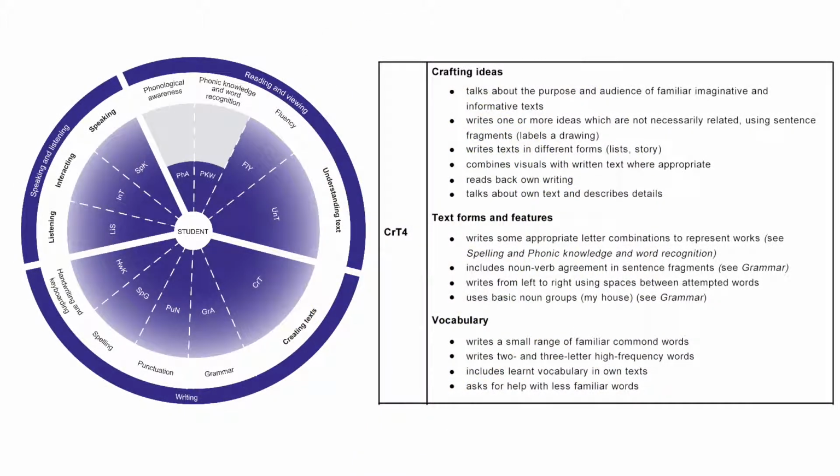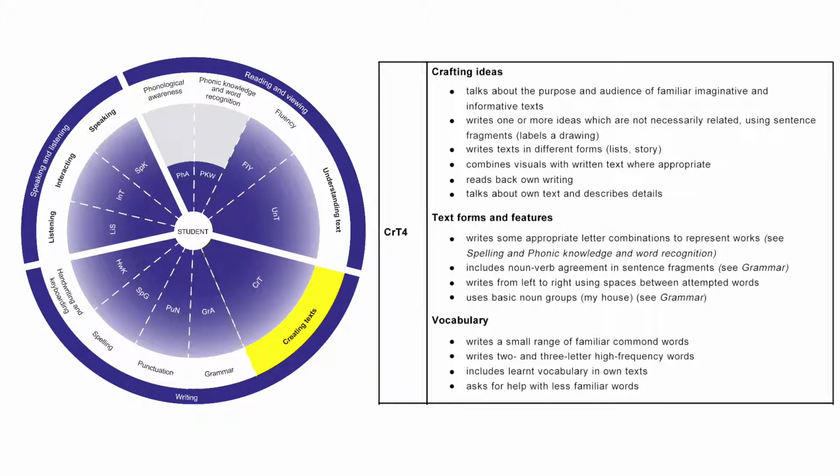When you look at the detail of the progression, you will see dot point indicators that represent the observable behaviours that accompany each sub-element at a particular level. In many of the sub-elements, subheadings have been included to assist teachers by grouping indicators into particular categories of skills. For example, in creating texts, the subheadings of crafting ideas, text forms and features, and vocabulary are used.